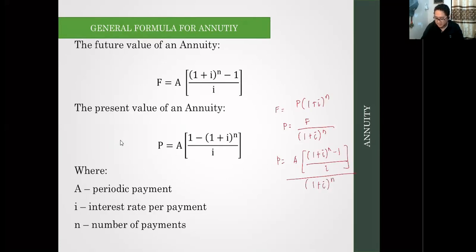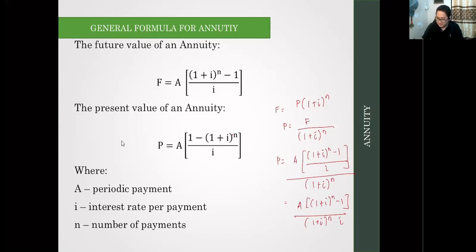So kung papansin mo, this will be A times 1 plus I raised to N minus 1 over 1 plus I raised to N times I. Okay? And then, kapag inano mo, sinimplify mo to, so dito may nagkulang dito sa formula, no? Dapat ito ay may negative dito.